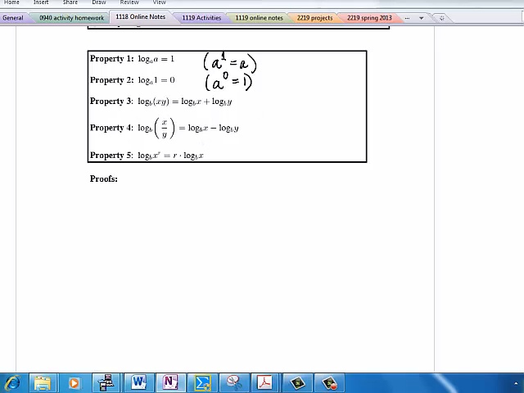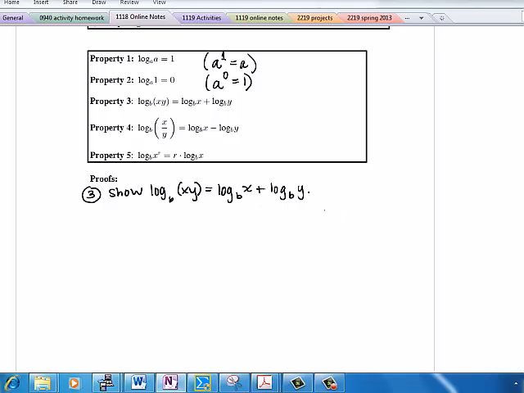The third and fourth and fifth properties on this list are new, and their proofs are a little more complicated. So let's take a look at them. The property 3 here, we want to show that log base b of a product is the same as the logarithm of the first factor plus the logarithm of the second factor. That's what we want to show.